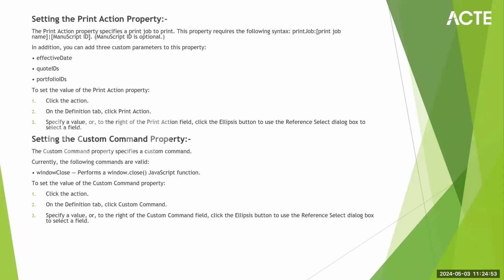Setting the custom command property. The custom command property specifies the custom command. Currently, the following command is valid: window close, which performs the window close JavaScript function. Only this one is there currently. Window close means whatever the currently opened screen is, that particular window will be closed. How do you do that? Click on the action on the definition tab, click custom command and specify a value, or you can map that particular value directly here.